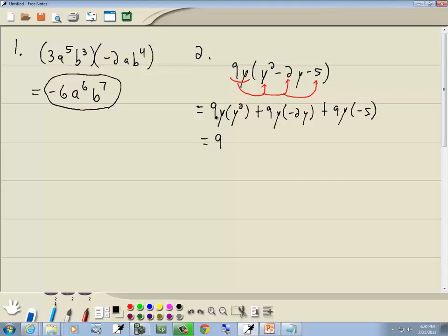Well, the 9 carries down here. Y to the 1st times y squared gives us y to the 3rd. Remember, you add the exponents. 9 times negative 2 is negative 18, and y times y gives you y squared. 9 times negative 5 is negative 45, and then the y carries along. And that's our answer.